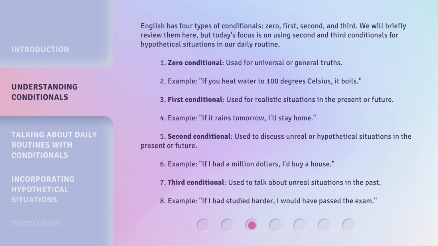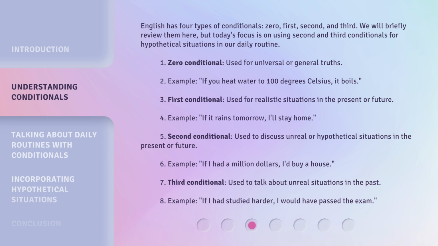English has 4 types of conditionals: 0, first, second, and third. We will briefly review them here, but today's focus is on using second and third conditionals for hypothetical situations in our daily routine. 1. 0 conditional, used for universal or general truths. 2. Example. If you heat water to 100 degrees Celsius, it boils.